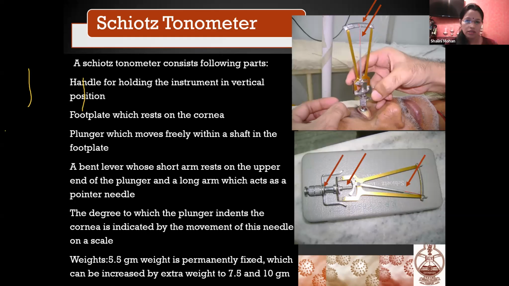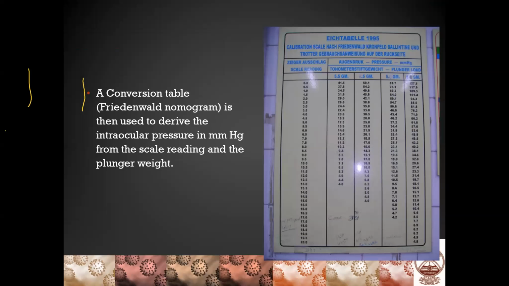Now, this is the conversion table. Once you check the reading on the measuring scale, you can see the corresponding intraocular pressure reading. Suppose the reading is coming to around 7 here. Then you go and check this Friedenwald's nomogram and check, at the corresponding reading of 7 and at 5.5 grams, what is the reading? And here you can see it is 12.2. That means the pressure is 12.2. So I'm sure that all the PTs are regularly doing both techniques, applanation and Schiotz, and they must be knowing it very well.